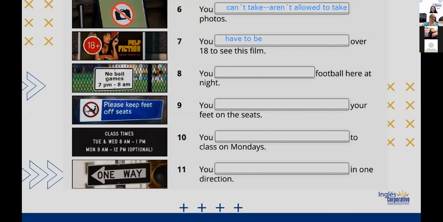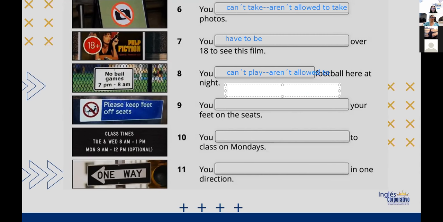You can't play. You aren't allowed. Exactly, you can't play. You aren't allowed to play football here. Okay. The next one.